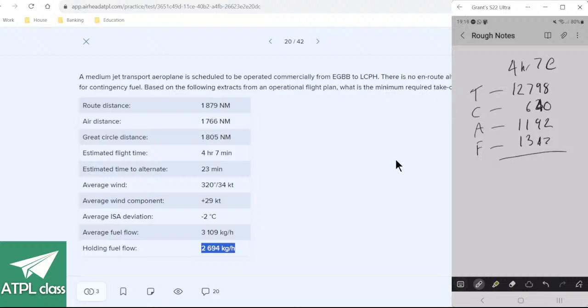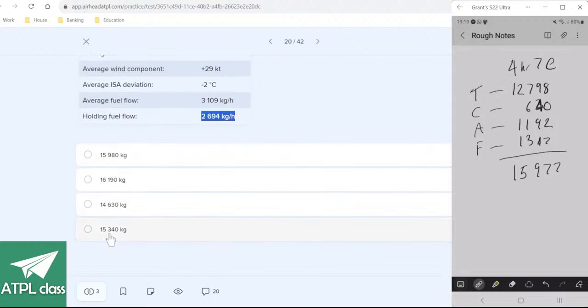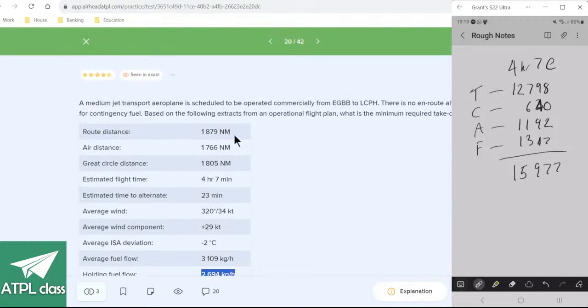So hopefully when we add all that up, final reserve, taxi we don't need because we're going to have takeoff fuel. Trip we've just done. Contingency, there's no specified thing we can do. Alternate, we've got 23 minute flight time. Fuel flow, final reserve, 30 minute holding, destination alternate. There's a lot of picking out the gems of information there, I think. Working out 15977, 15980.